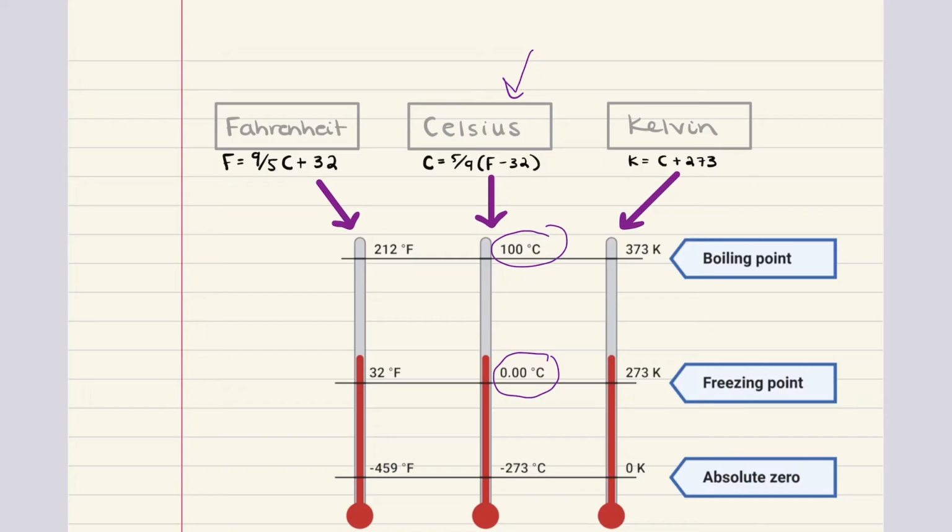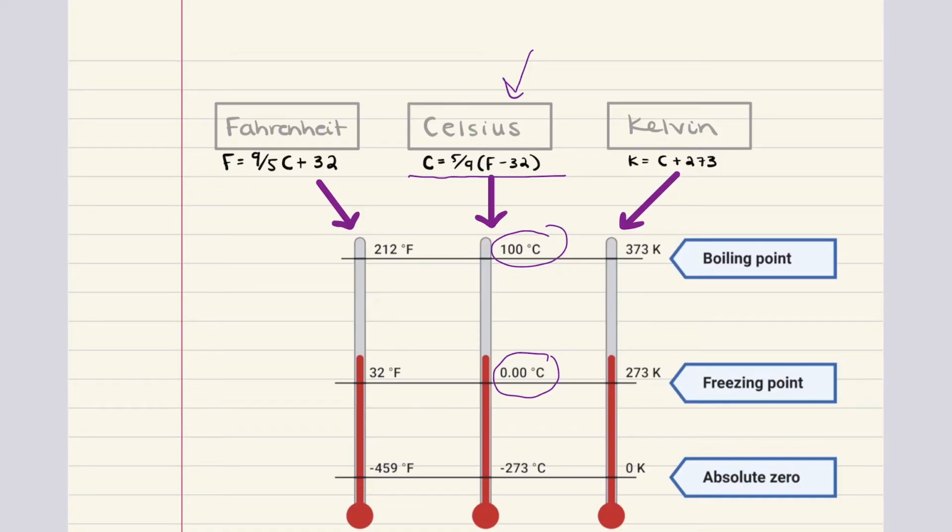Now we can convert between Celsius and Fahrenheit. If you know your temperature in Fahrenheit, you can convert it to Celsius using this equation right here, where Celsius is equal to 5/9 multiplied by everything in the parentheses. This is Fahrenheit minus 32.